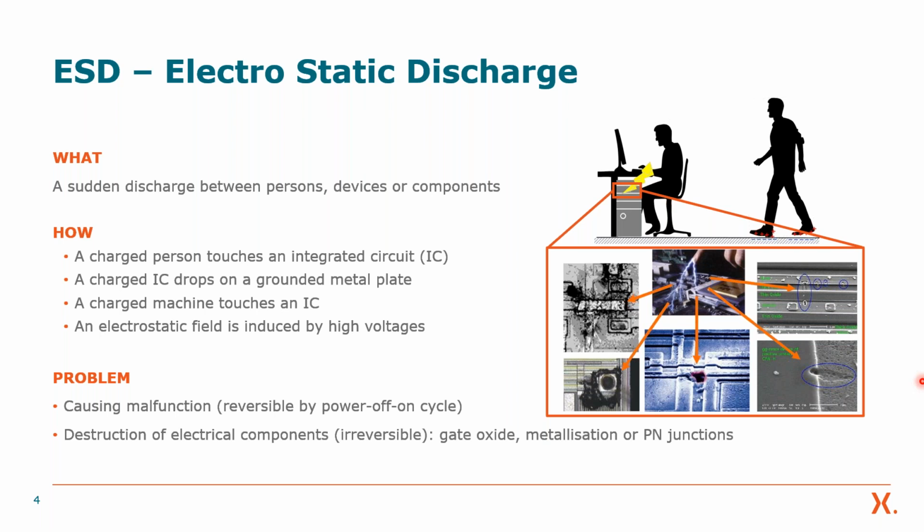But the key problem of this discharge is that it causes malfunction. It can really harm a component and can really damage the gate oxide that we see on the pictures on the right-hand side. And the problem is those damages are not detectable. So if this ESD event happens on a system, it is damaged, we cannot easily detect it, and that's why we have to prevent those ESD strikes.